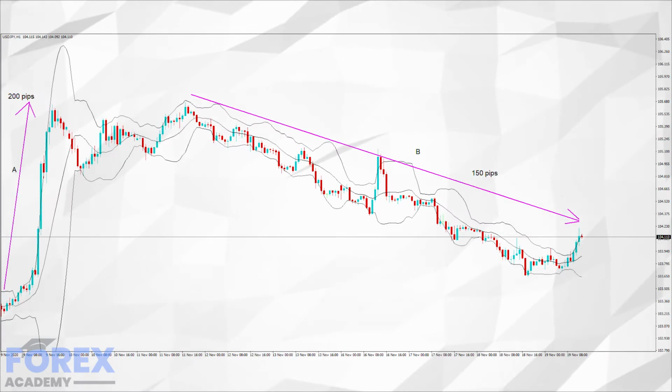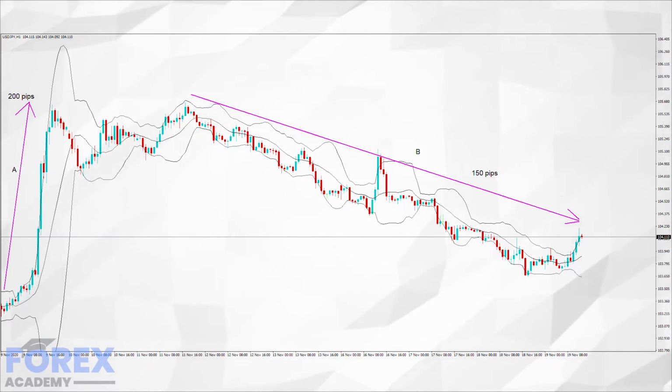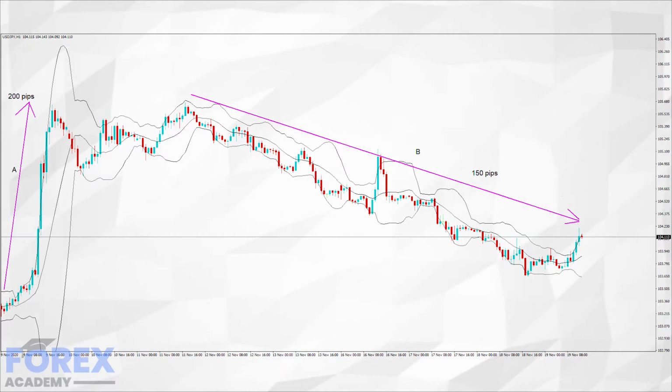This is a 1-hour chart of one of the major pairs, the USD Japanese Yen. We have highlighted two significant moves. One was a bullish breakout at position A of 200 pips, and the other relating to the overall move covered by the arrow at position B. This was a bearish trend lower of 150 pips, thus giving back most of the previous move.